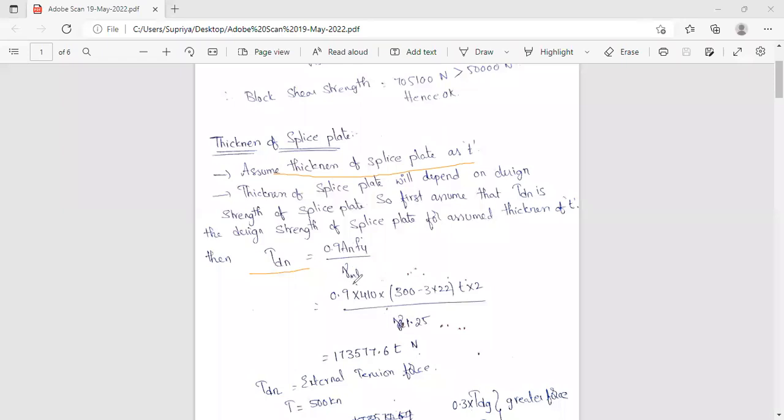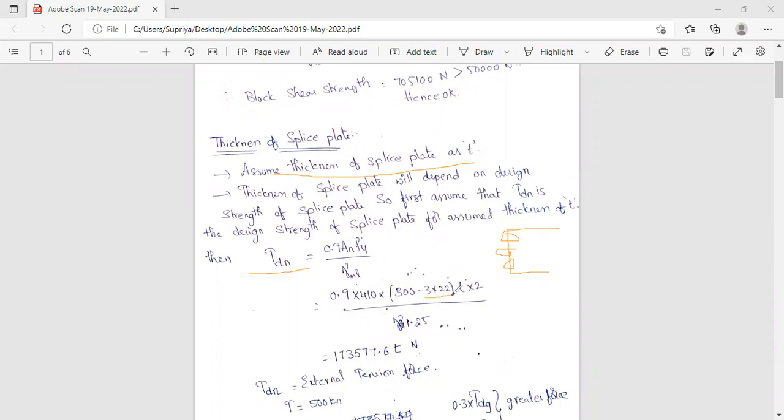And you know how to calculate the net area. 0.9 into 410, where Fu is 410, and An is equal to 300 minus 3 into 22. Because what does this TDN mean? It is the strength against rupture of the plate. When we consider rupture, which section do we consider? The critical section. And how many bolts are in the critical section? There are 3 bolts in the critical section, so for the net area we have to deduct all these 3 holes.